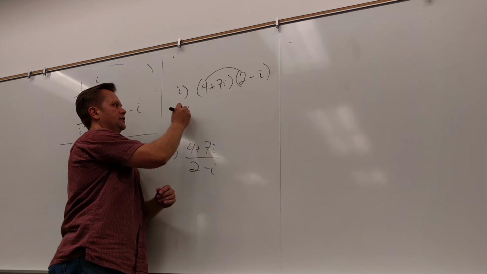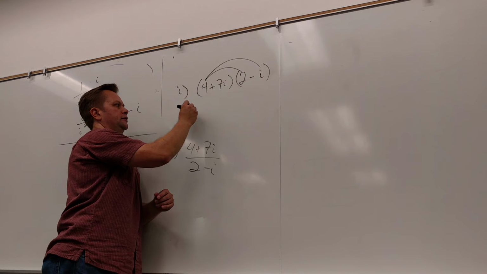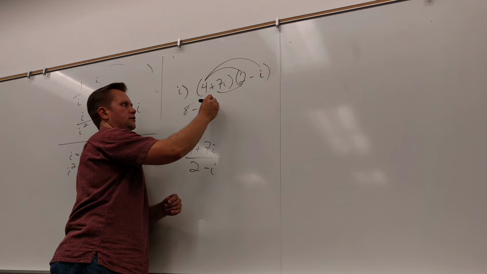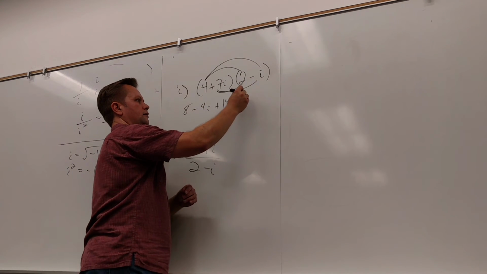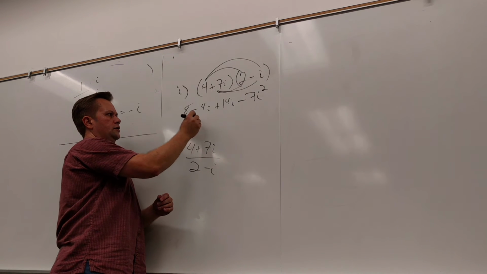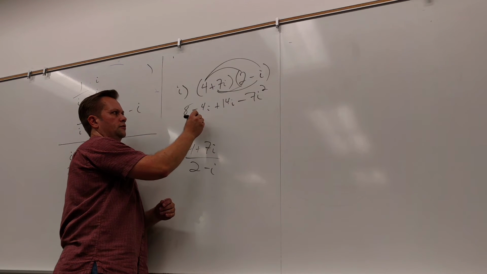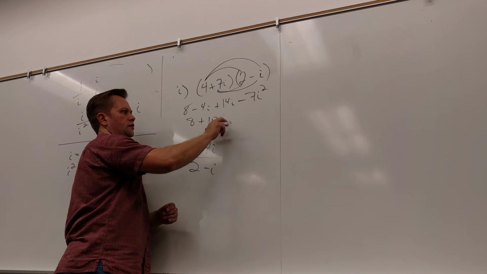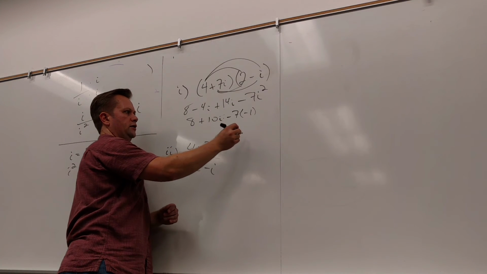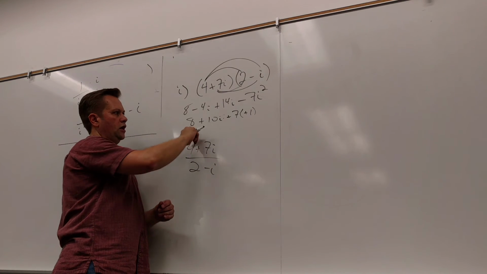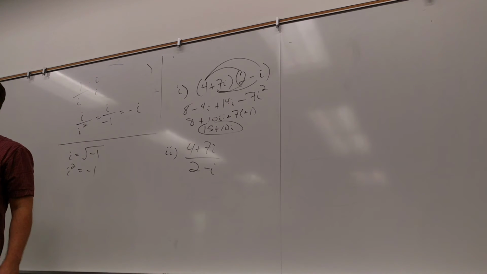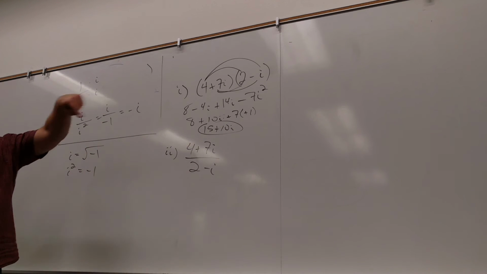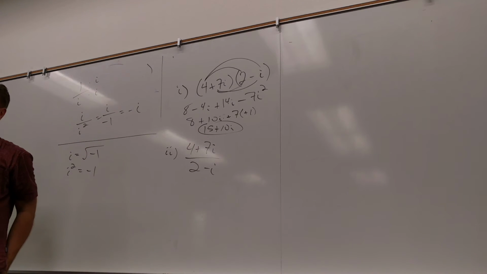So here I get 8 plus 4i plus 10i minus 7i squared. I like it. So we get 8 plus 10i minus 7 times negative 1, which becomes plus 7. 8 plus 7. Cool. a plus bi. I can see the real part and the imaginary part.